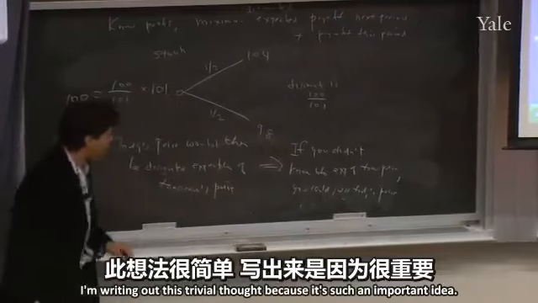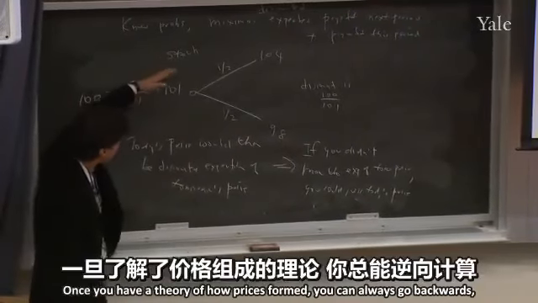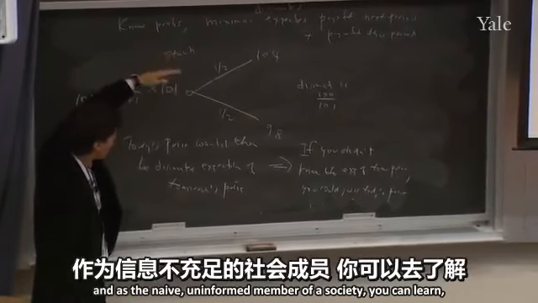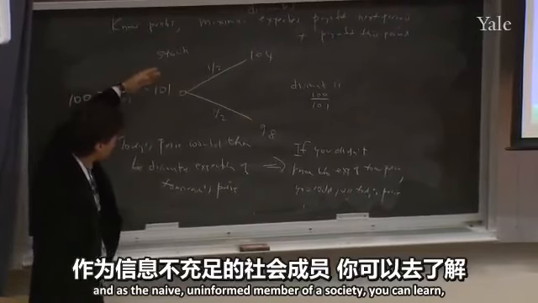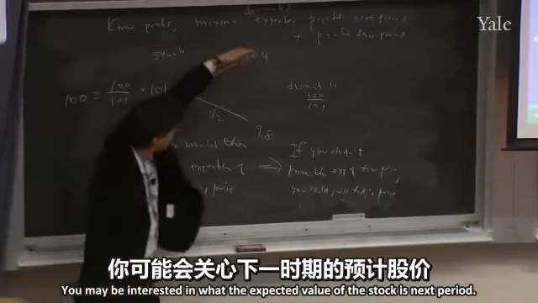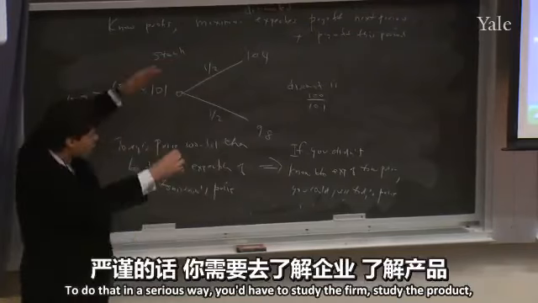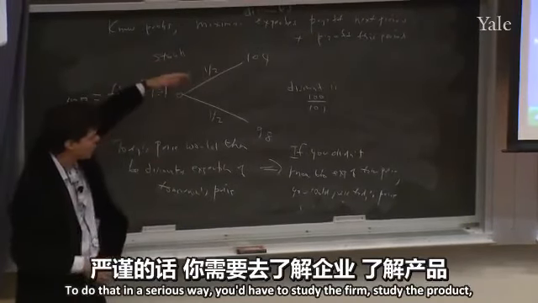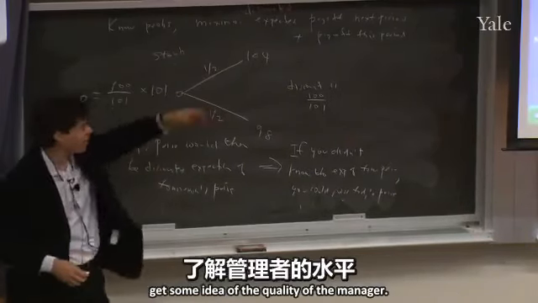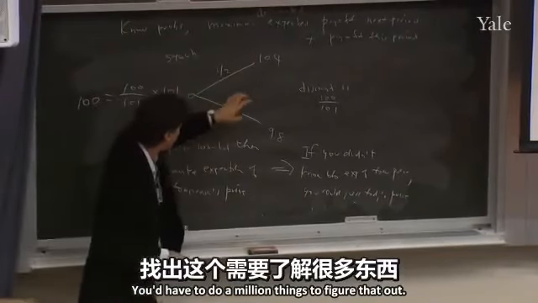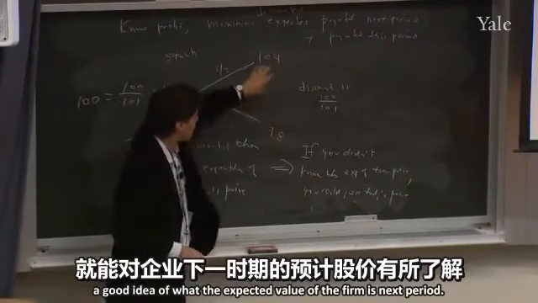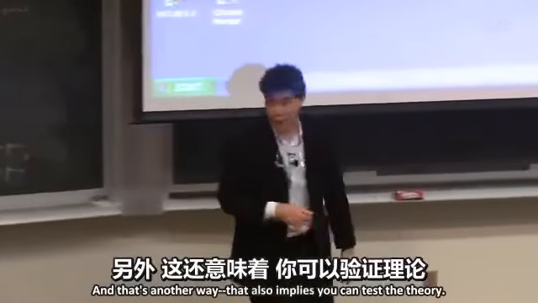I'm writing out this trivial thought because it's such an important idea. Once you have a theory of how price is formed, you can always go backwards, and as the naive, uninformed member of a society, instead of learning about the stocks, you can learn all you need to learn perhaps by looking at the price. You may be interested in what the expected value of the stock is next period. To do that in a serious way, you'd have to study the firm, study the product, study the new inventions and new technologies it was trying to adopt, get some idea of the quality of the manager. You'd have to do a million things to figure that out. But if you just look at the price today, maybe that's going to give you a good idea of what the expected value of the firm is next period.